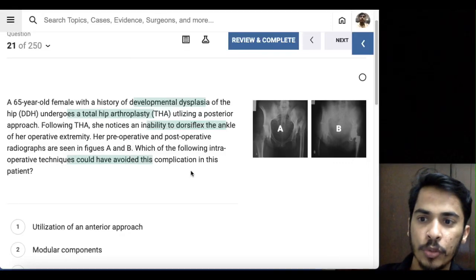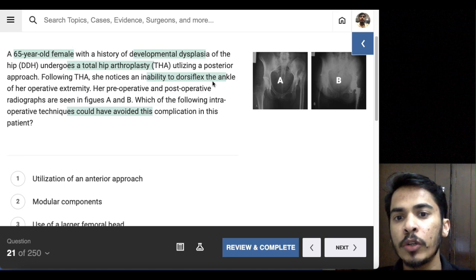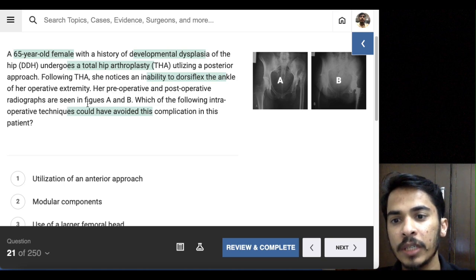The 21st question. A 65-year-old female with a history of DDH undergoes a THR utilizing a posterior approach. Following THR, she notices inability to dorsiflex the ankle of her operative extremity. So there is foot drop after the surgery. The preoperative and postoperative radiographs are seen in figures A and B. Which of the following operative techniques would have avoided this complication in this patient?